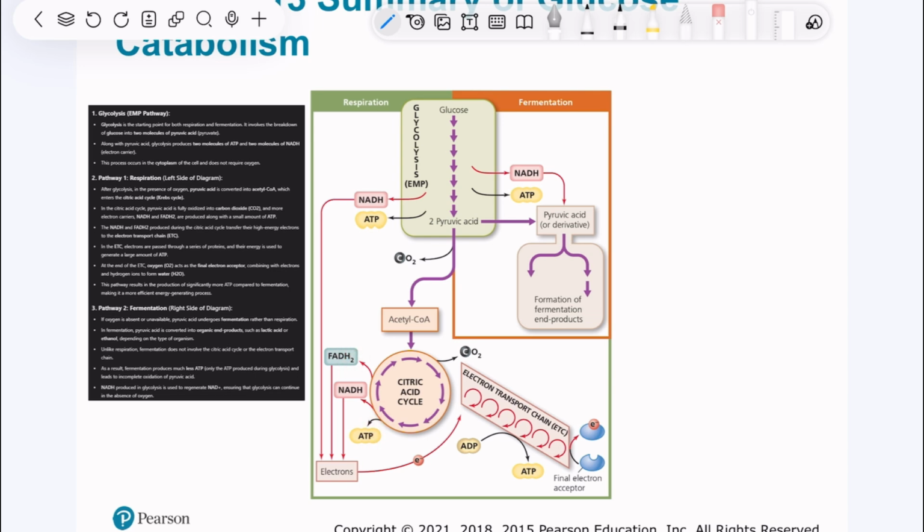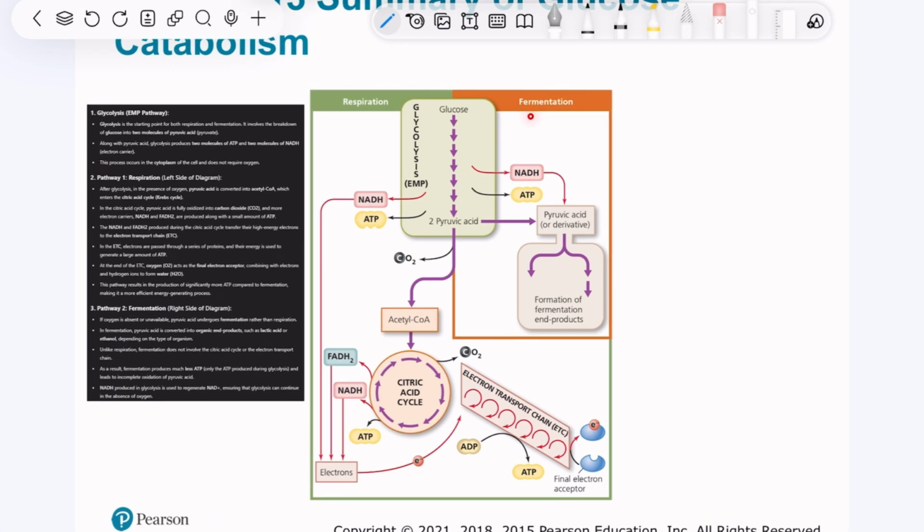The NADH and FADH2 produced during the citric acid cycle transfer their high-energy electrons to the electron transport chain, or the ETC. In the ETC, electrons are passed through a series of proteins, and their energy is used to generate a large amount of ATP. At the end of the ETC, oxygen acts as the final acceptor, combining with electrons and hydrogen ions to form water. This pathway results in the production of significantly more ATP compared to fermentation, making it a more efficient energy-generating process.